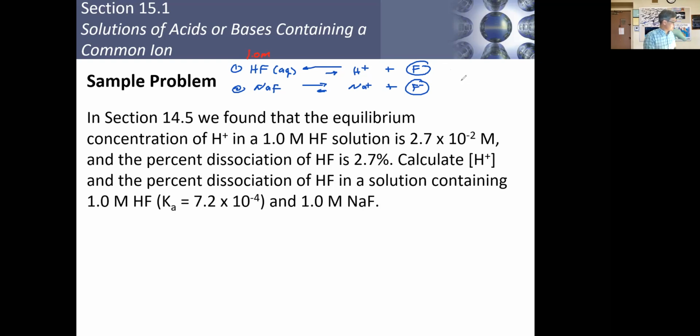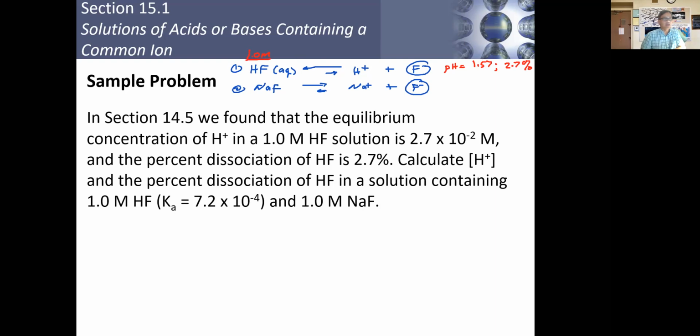Sorry, guys. The pH here for a 1 molar solution of hydrofluoric acid was 1.57, and we had a 2.7% dissociation. That means that we had a 2.7% dissociation when we had a 1 molar solution of hydrofluoric acid. These are some of the values that you need to make sure you keep in mind.